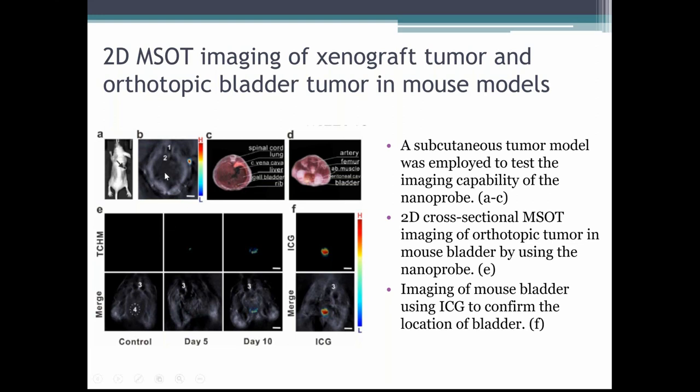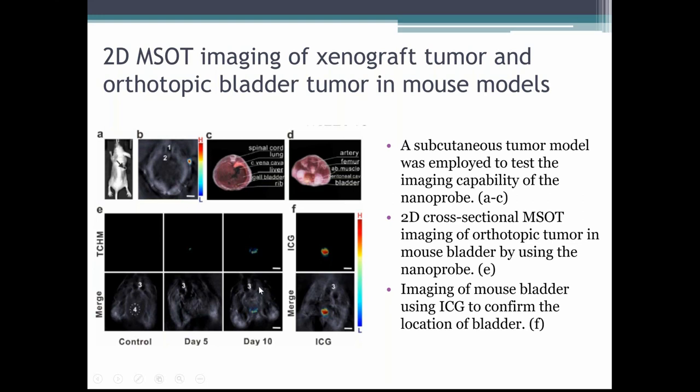Then we established an orthotopic bladder tumor mouse model, as shown here in the bottom left-hand side. From the cross-sectional images, it can be seen that 10 days after cancer cell injections, obvious MSOT signal at the lower part of the cross-section can be observed. By referring to the cryosection of the mouse, clearly, the MSOT signal is at the bladder.